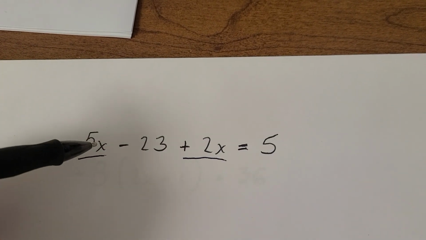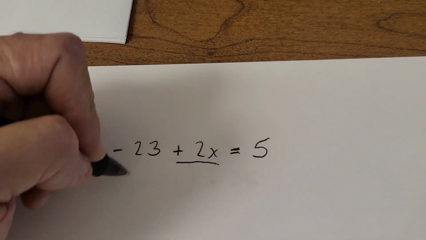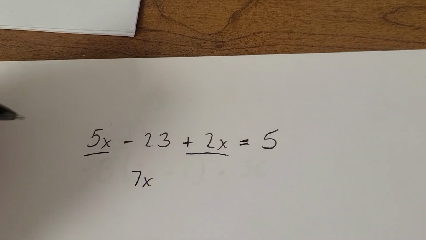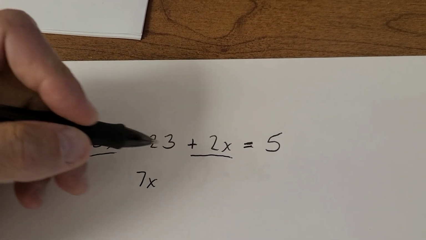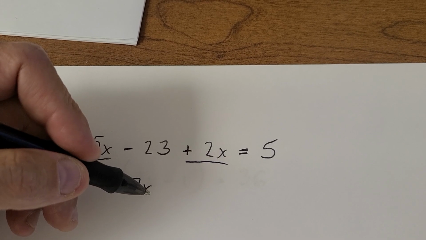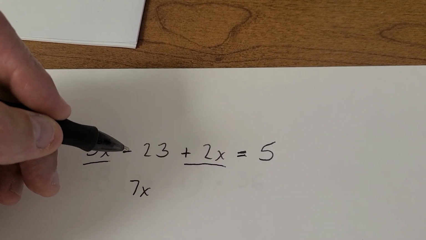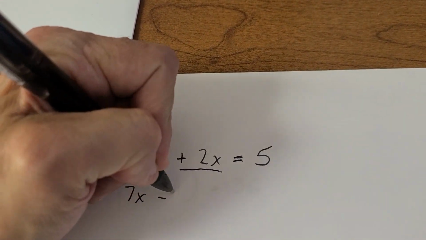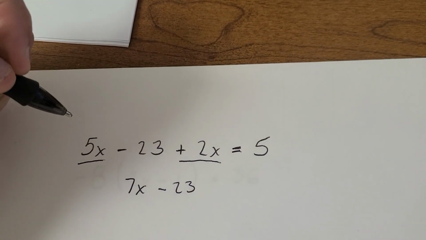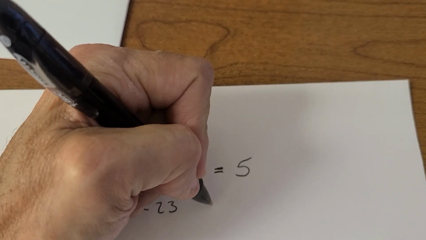We're just going to take 5x plus 2x, which is 7x. I'm just going to combine some like terms. So 5x plus 2x becomes 7x. I don't have an x here. It's just a number. So I'm going to put minus 23 right next to the 7x. And all this equals 5.